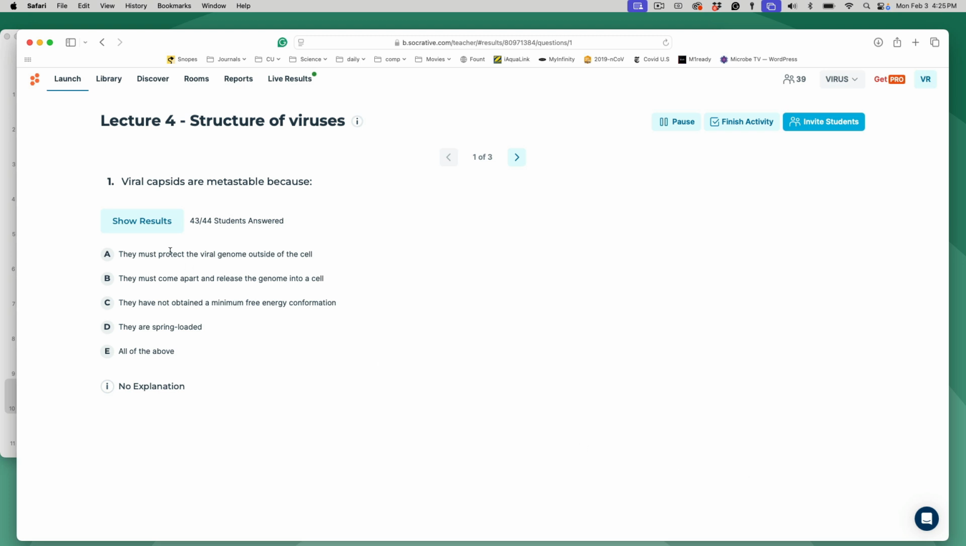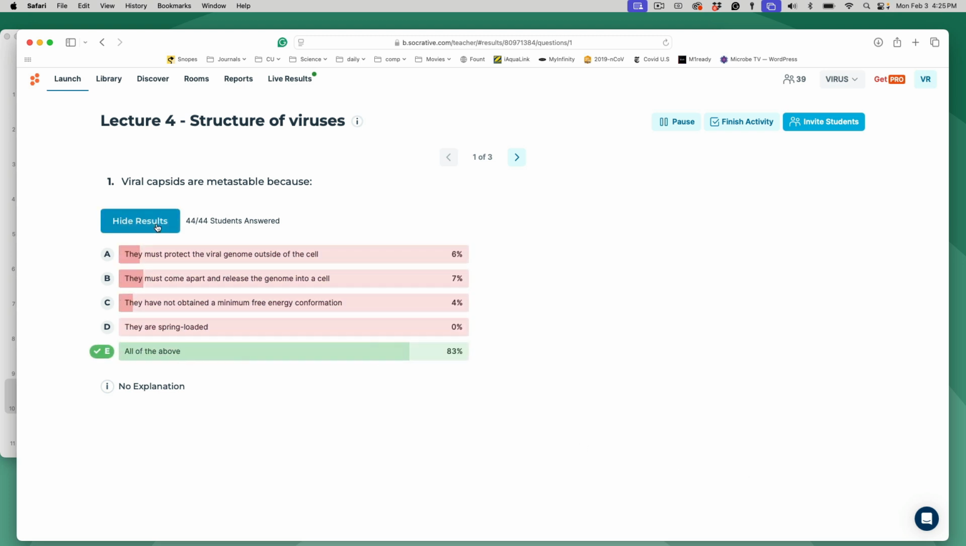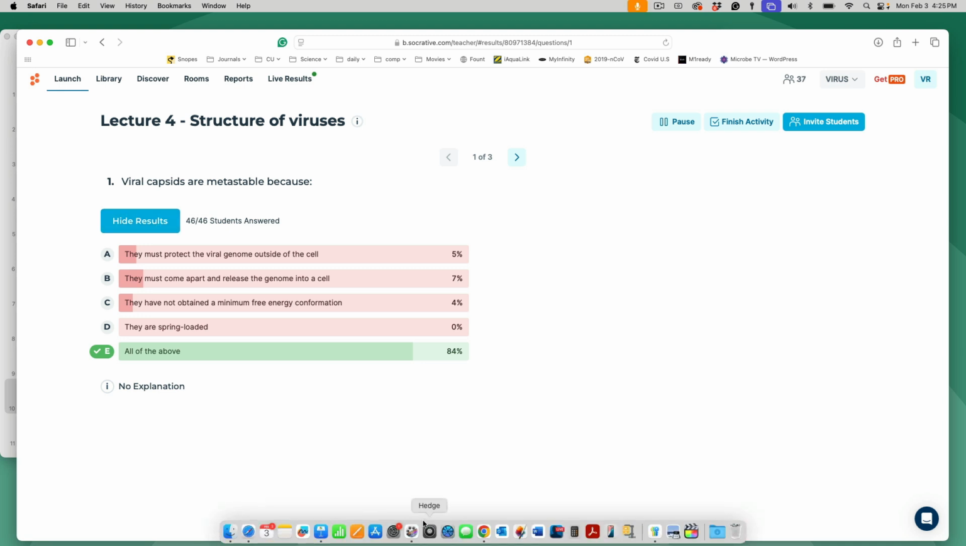How did we do? The answer is all of the above. Almost everyone got that. Every one of these is right. The capsids are metastable to protect the genome, right? Stable outside of the cell, they come apart in the cell, that's unstable. They haven't reached that minimum free energy conformation, and they are spring-loaded, which means that the energy used during assembly is used for disassembly.